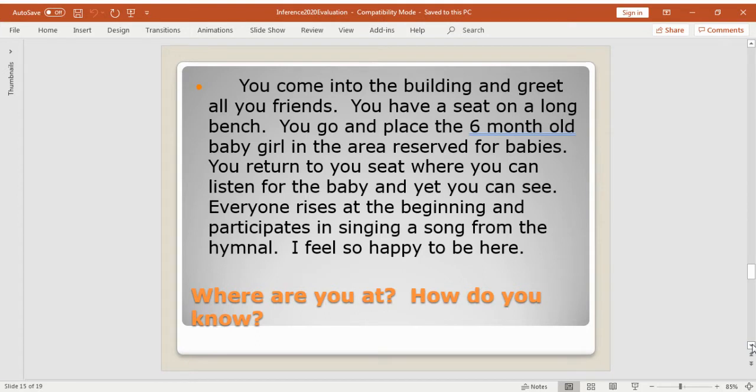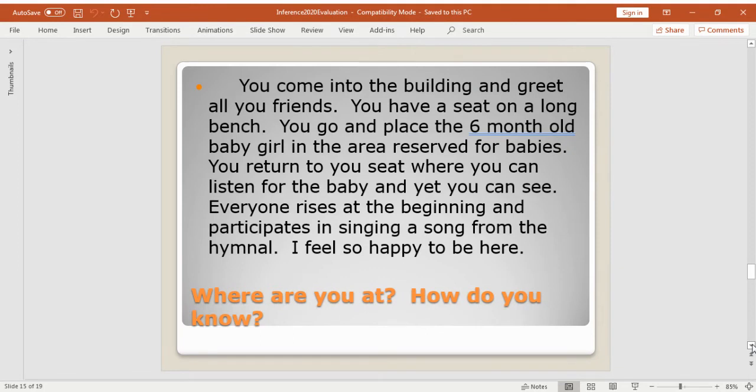You come into the building and you greet all of your friends. You have a seat on a long bench. You go and place the 6-month-old baby girl in the area reserved for babies. You return to your seat where you can listen for the baby and yet you can see. Everyone rises at the beginning to participate in singing a song from the hymnal. I feel so happy to be there. Where are you at and how do you know?